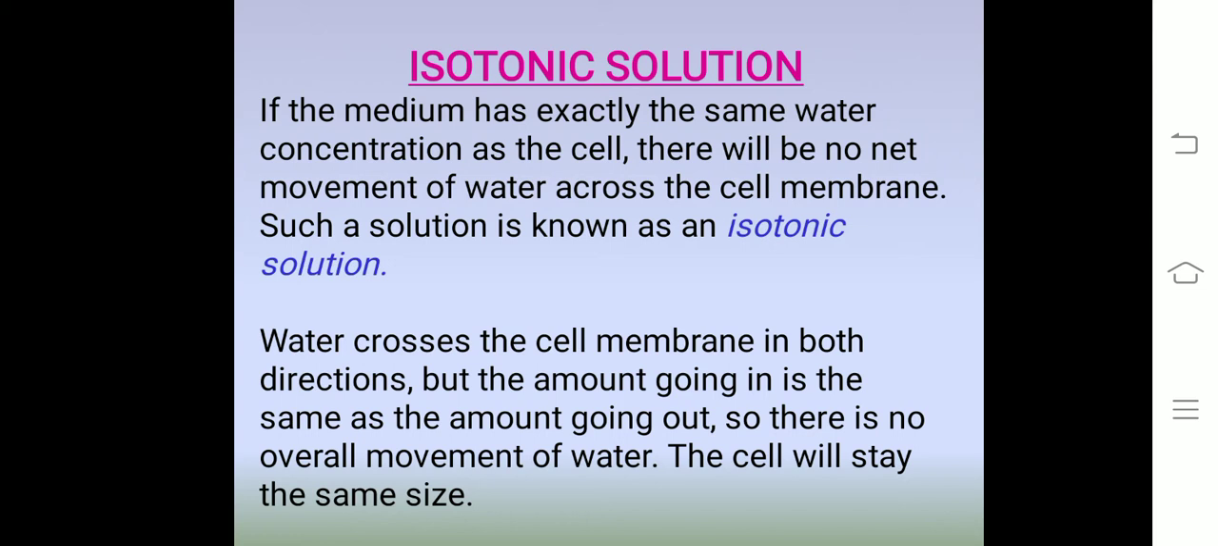In this case, water crosses the cell membrane in both directions, but the amount going in is the same as the amount of water going out. So, there is no net movement of water. The cell will stay the same size.